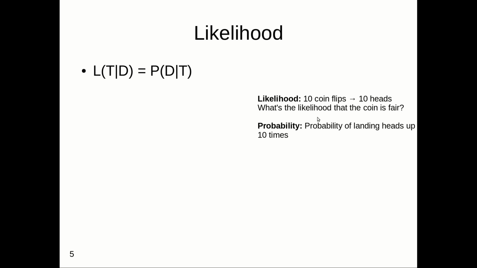And just to recapitulate the differences between likelihood and probabilities: if I do 10 coin flips and I obtain 10 heads, my question is, what's the likelihood that the coin is fair? And the probability is just the probability of landing heads up 10 times.